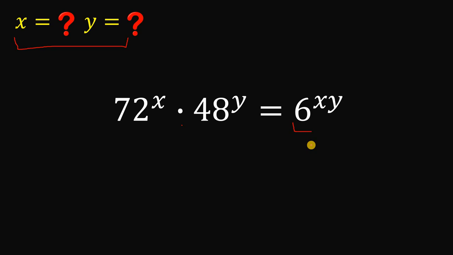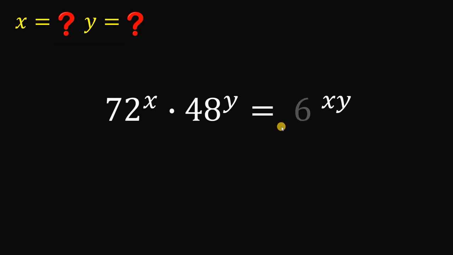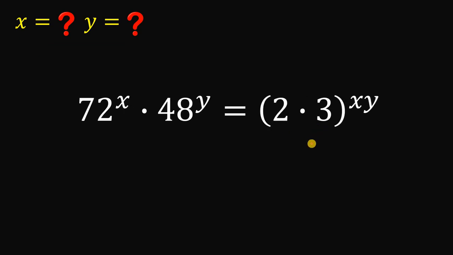First thing is to notice this 6. This 6 can be factored as 2 times 3. Now, our plan is to factor 72 and 48 in terms of 2 and 3. Then let's compare the exponents.